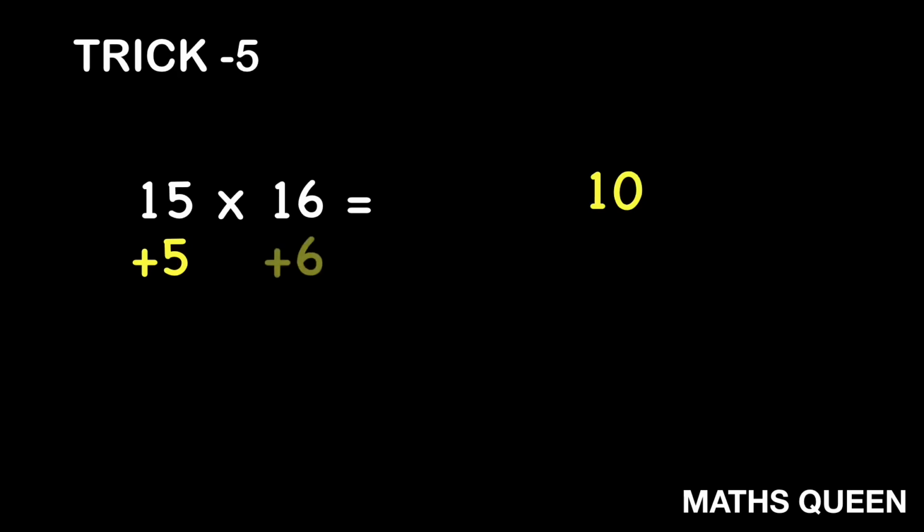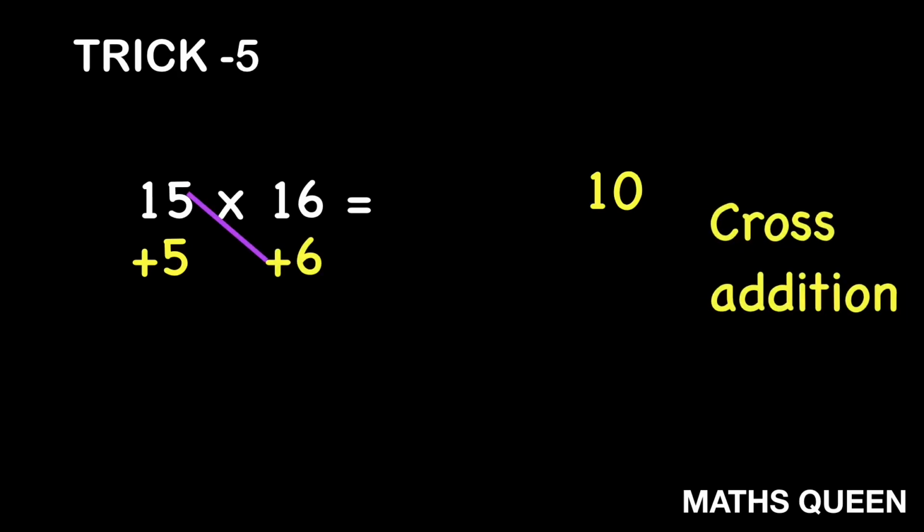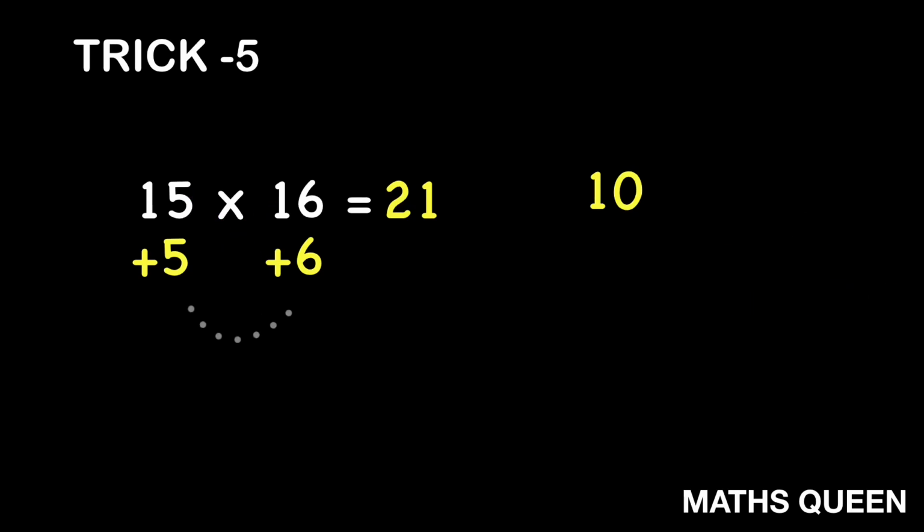Trick number 5, last trick, is numbers close to 10. Now multiply 15 into 16. We take the base as 10. We have 10 plus 5 is 15 and 10 plus 6 is 16. Now cross add either 15 plus 6 or 16 plus 5. Both we get as 21. 21 into 10 is 210. Now multiply 5 into 6. We have 30. 210 plus 30, we have 240. Answer becomes 240.